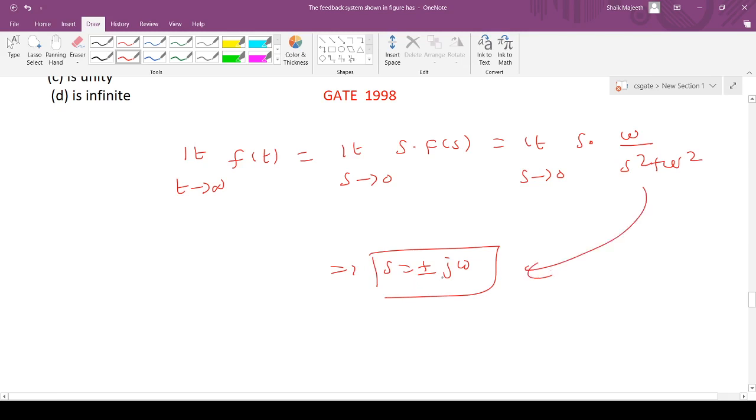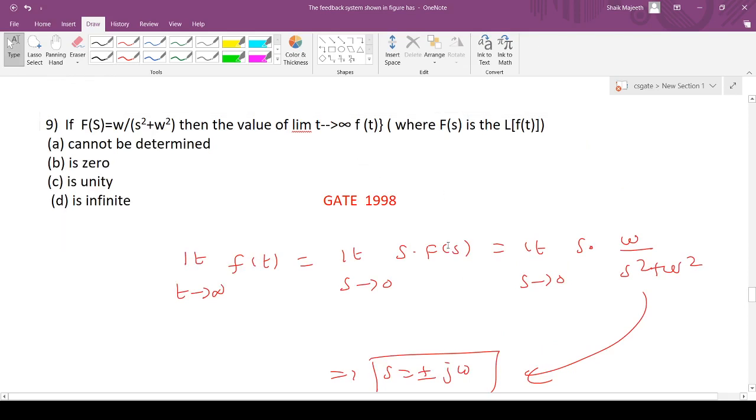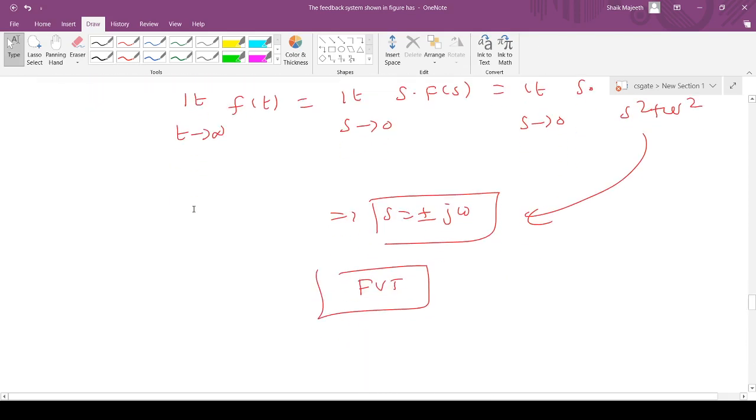Fine. So poles at s is equal to plus or minus j omega. If poles are on the imaginary axis, we cannot use the final value theorem. So we cannot find the limit as t tends to infinity of sin f(t). So the answer is it cannot be determined. So don't substitute the values and say it is 1. It is a wrong answer, right?